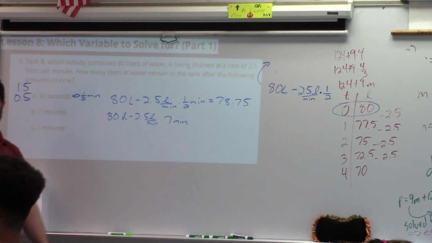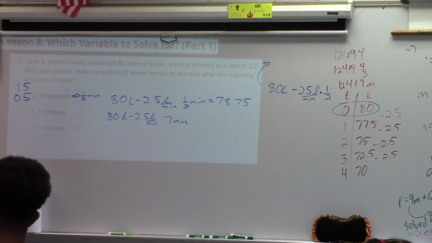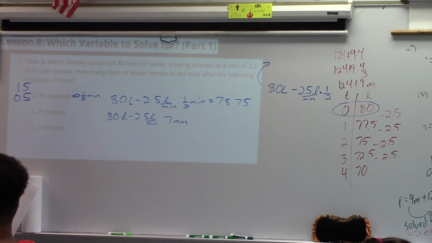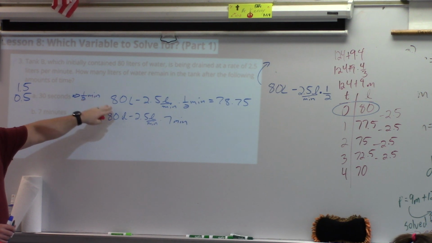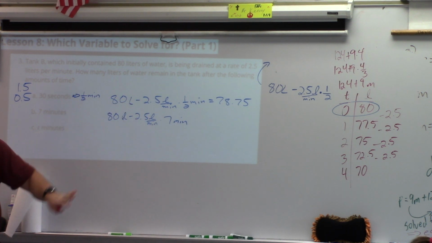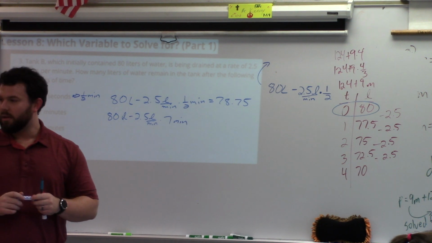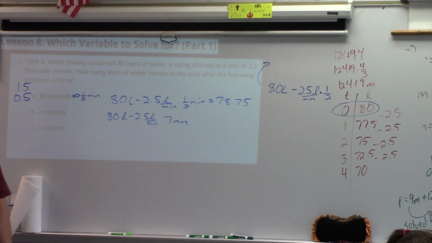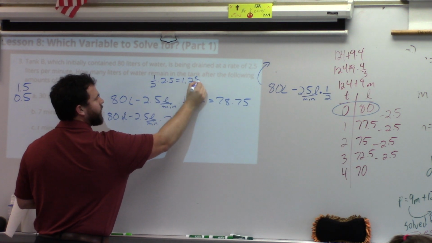I said 0.5. I got 78. It says 78.75. 78.5. What do we got? Okay, let's take our calculators. What did you get? Do 80 minus 2.5 times 1/2. Times 1/2, I got it. Oh, 78.75. Make sure you use your calculators right. So it may have just been a calculator error, but notice 1/2 of 2.5 is 1.25.